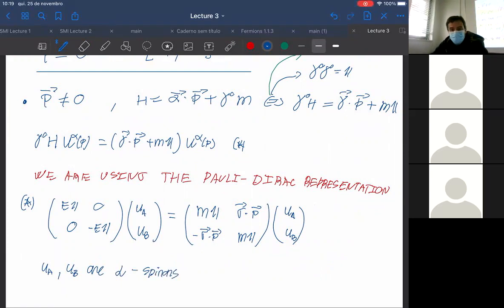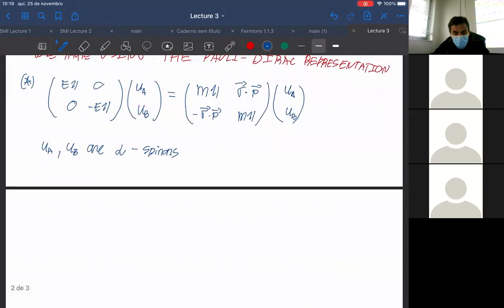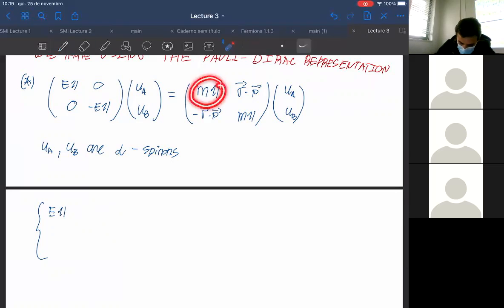That is two component spinors. Now we can solve this. We can write this in two equations. In fact, we take two equations from here. From the first you have (E1 minus M), so this goes to the other side and takes a minus here: (E1 minus M) UA is going to be equal to, now this one here multiplies with this part here.